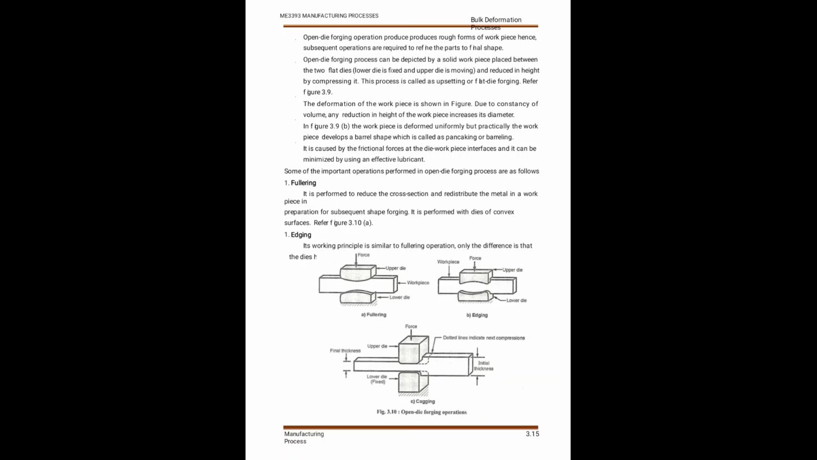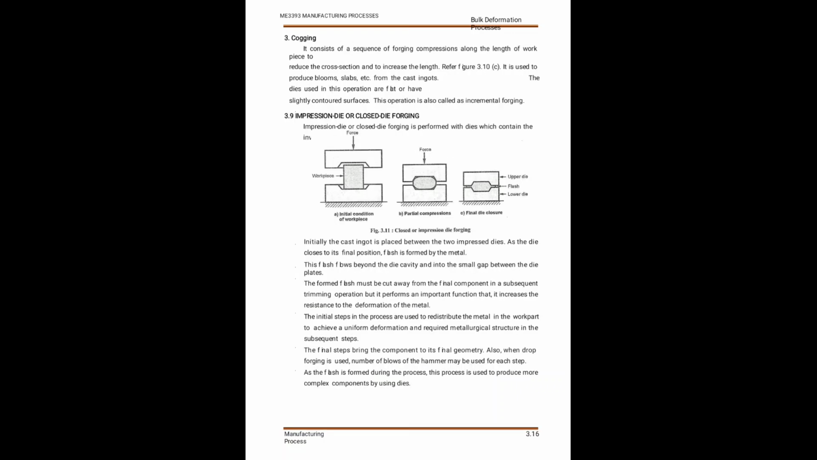Here also there are lower and upper dies. The lower die is fixed and the upper die is moving. And closed die forging, here also two dies are used, lower and upper. The upper die applies force and the lower die is fixed. The billet material is loaded between the lower and upper die, and force is applied with the help of external support. The exact shape and size of the material is obtained in the closed die forging process.